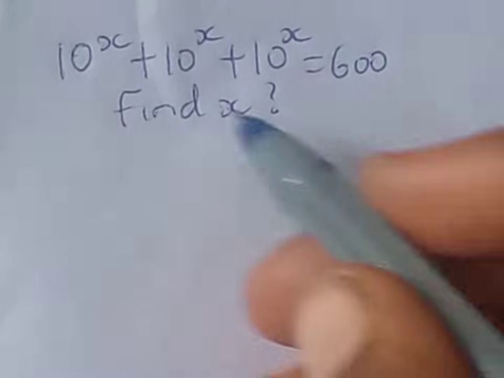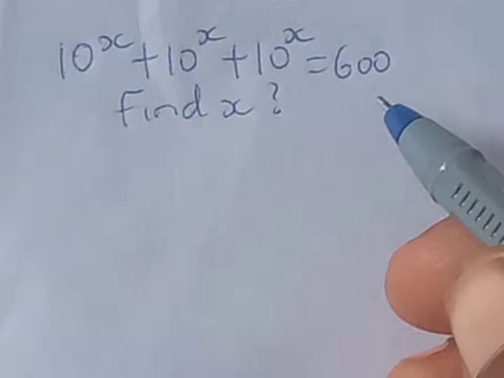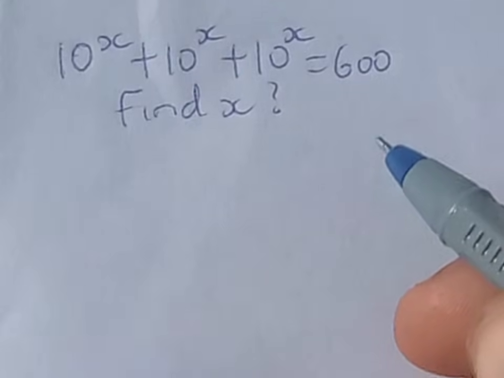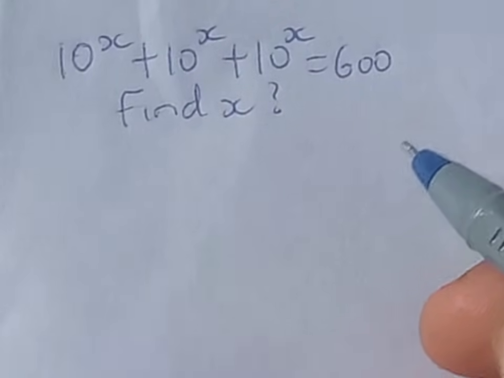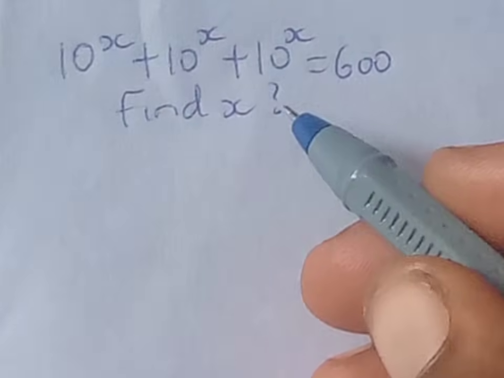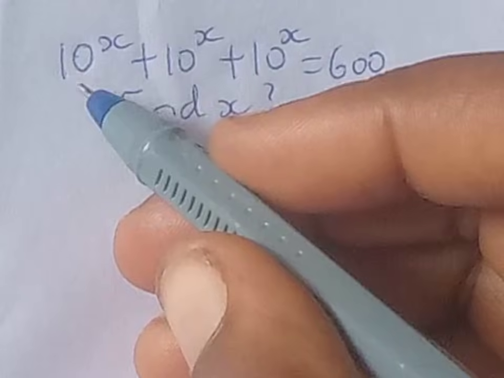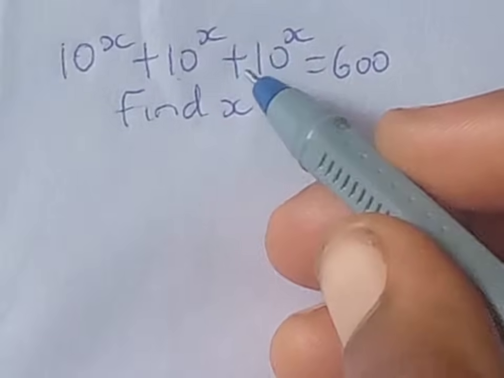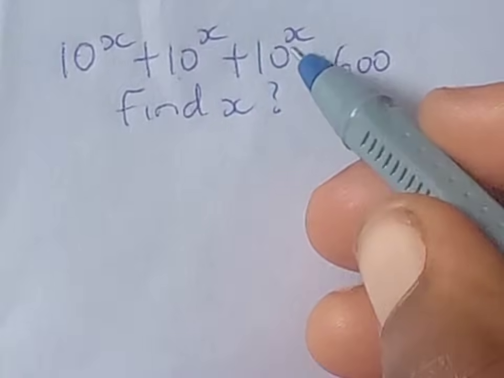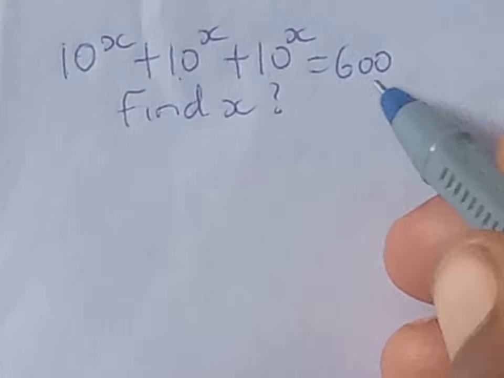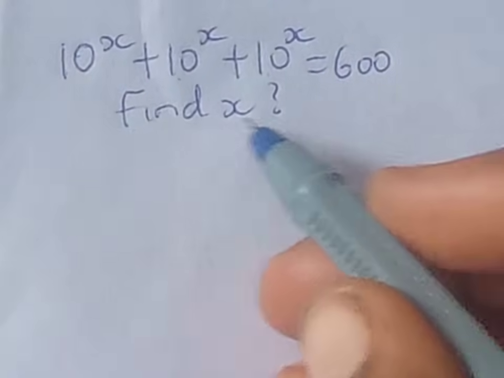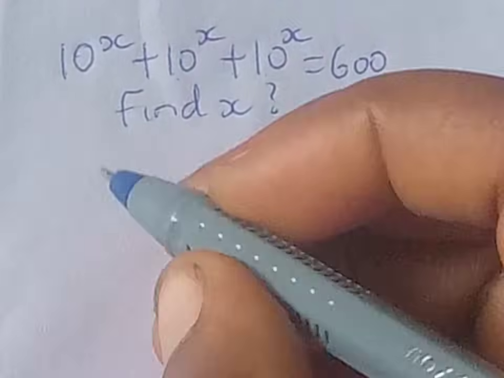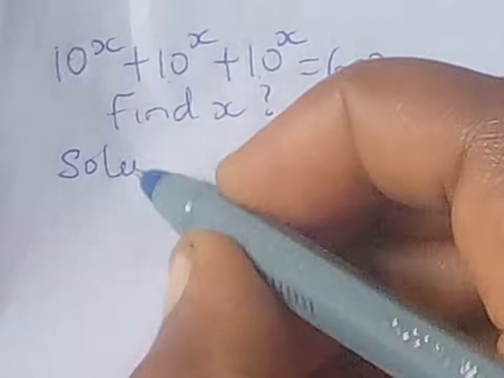Hello everyone. Today's Math Olympiad challenge looks very simple, but it tests whether you truly understand the laws of exponents. Here is the question, which says 10 raised to the power of x plus 10 raised to the power of x plus 10 raised to the power of x equals 600, and our goal here is to find the value of x. Let's solve it together step by step.